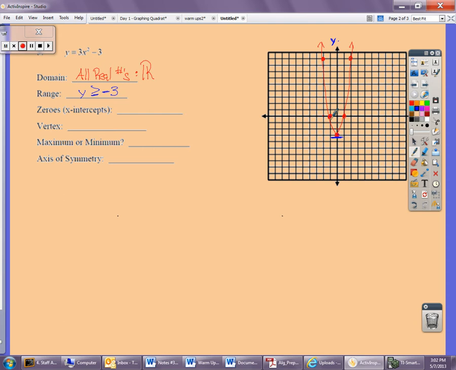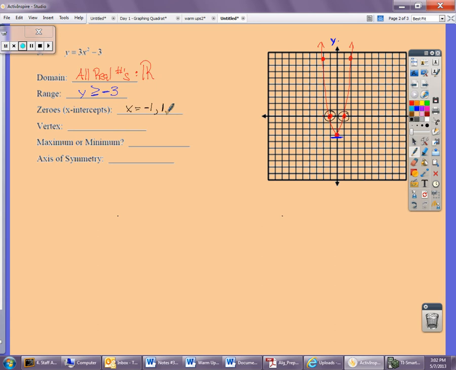The zeros are the x-intercepts. It's where it crosses the x-axis. We have two of them. So it crosses at negative 1, and it also crosses at positive 1. So the zeros, or the x-intercepts, are negative 1 and positive 1.